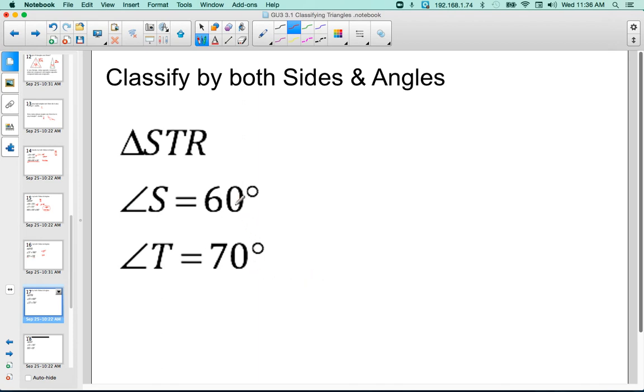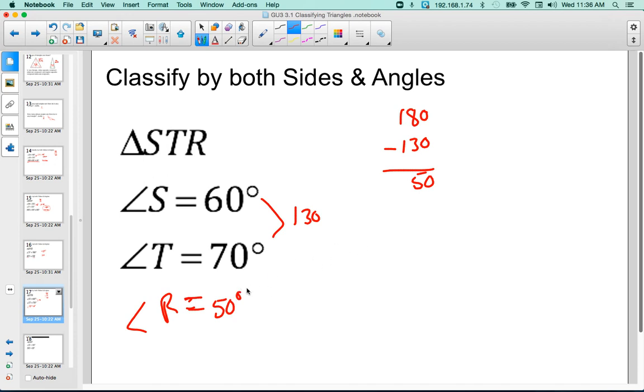All we know are these facts. Well, let's figure out what angle R is. Add those together, we get 130. That means our third angle, angle R, is going to be 50 degrees. Now, just like we know that when we have angles that are congruent, the sides across from them are congruent, the same works in this situation. If we have three different angle measures, that means we're going to have three different side lengths. So I know that the sides for this triangle are going to be different. So this is scalene. Now by angles, all three angles are less than 90, which makes this acute. So it's an acute scalene triangle.